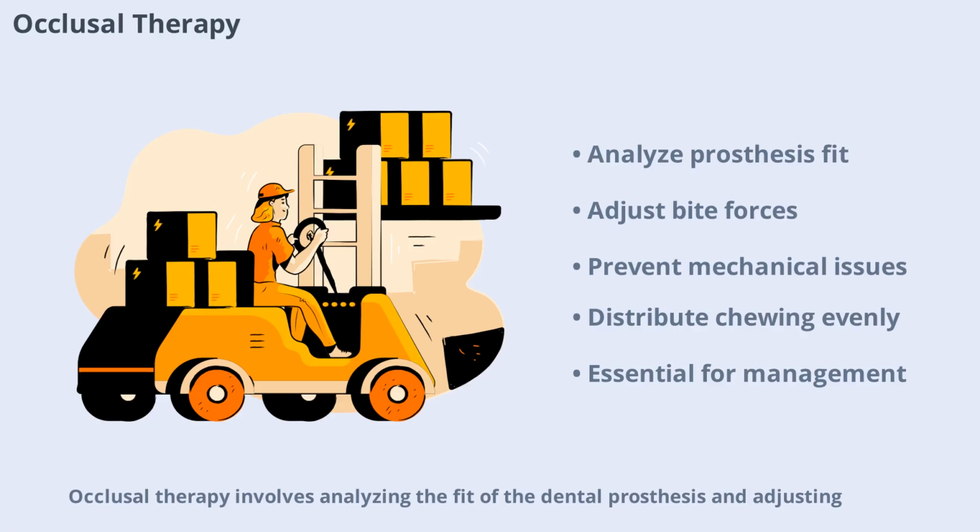Occlusal therapy involves analyzing the fit of the dental prosthesis and adjusting the bite to ensure that excessive forces are not placed on the implant. This process, known as occlusal equilibration, helps distribute chewing forces evenly and reduces the risk of mechanical complications. Proper occlusal therapy is an important part of both preventing and managing peri-implantitis, especially in patients with a history of bite problems.